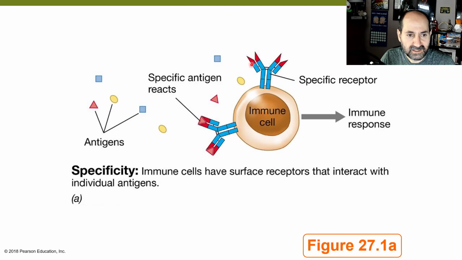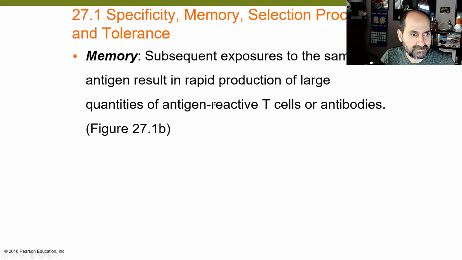Also remember that each B cell and each T cell has a very specific receptor on its surface that recognizes only one antigen. And the whole point of specific immunity is to have a memory so that subsequent exposures to the same antigen produce a rapid and large reaction, a large immune response, so that you are essentially immune to that disease.